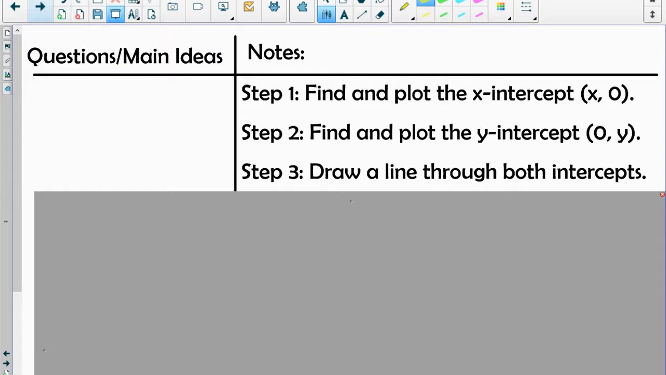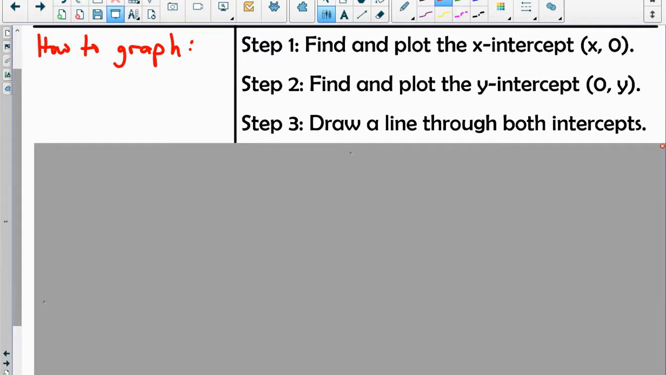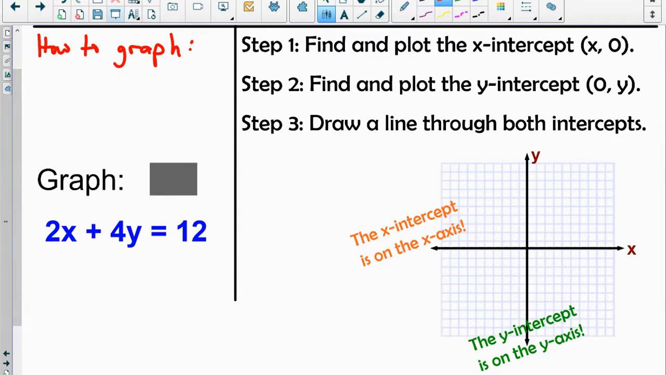So here's how we graph. Your question or main idea will be the steps for graphing. How to graph. Take a minute to copy these 3 steps down. You can pause your video and resume when you're ready. All right, so step 1 says to find and plot the x-intercept. Step 2, find and plot the y-intercept. And step 3, draw a line through the 2 intercepts.